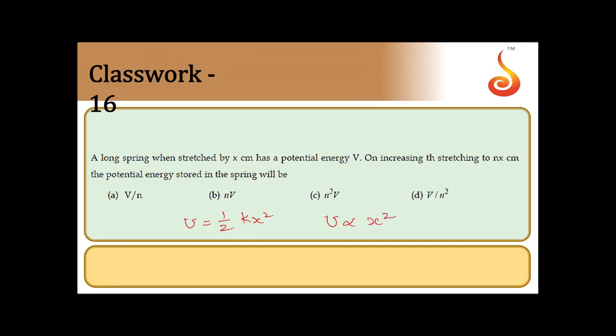Here they have given it as v. So v is proportional to x square. Now if x is made n times, then v should become n square times. So new value of v should be equal to n square v. That is option C.